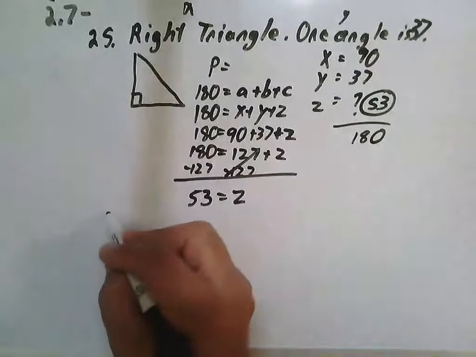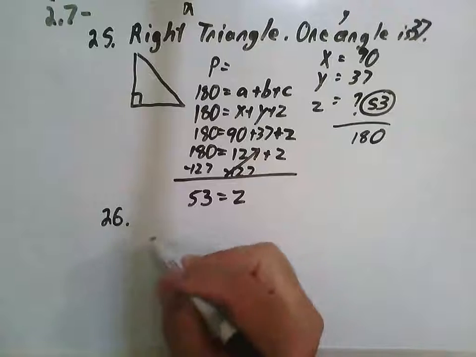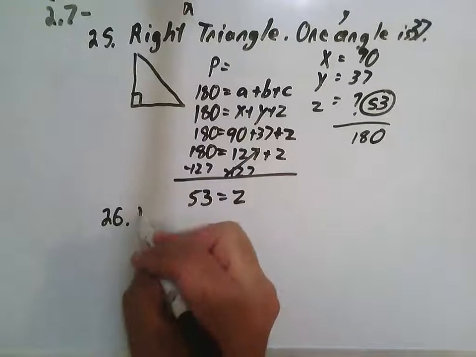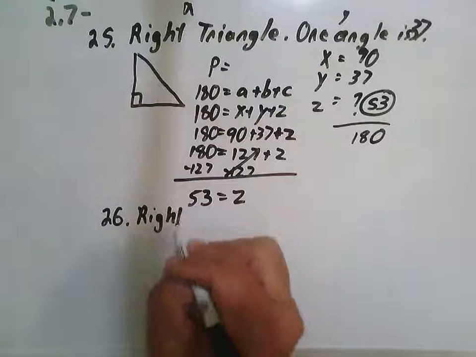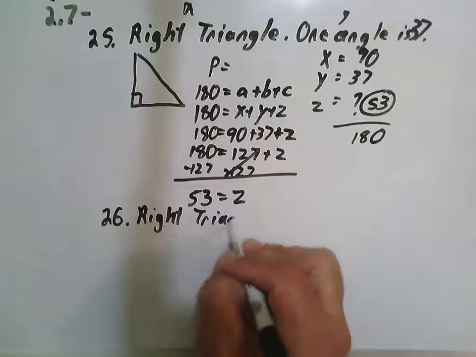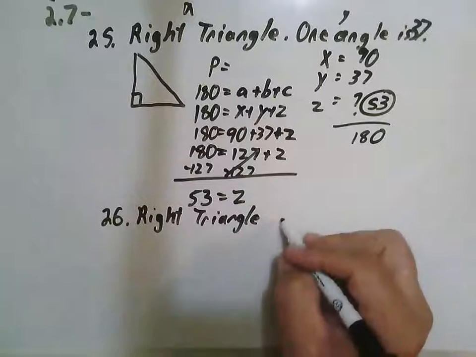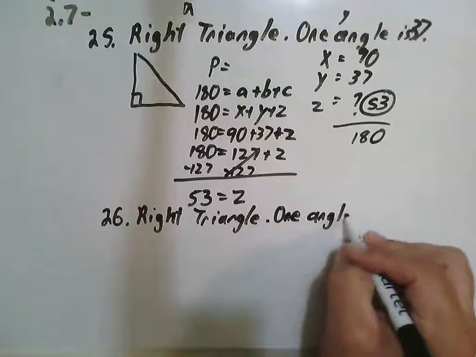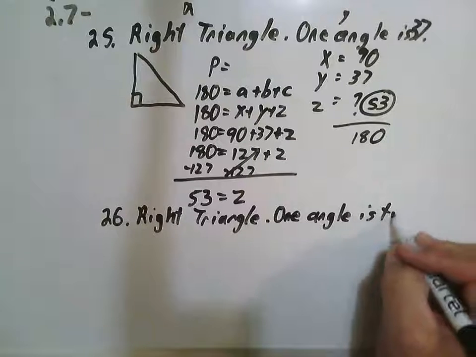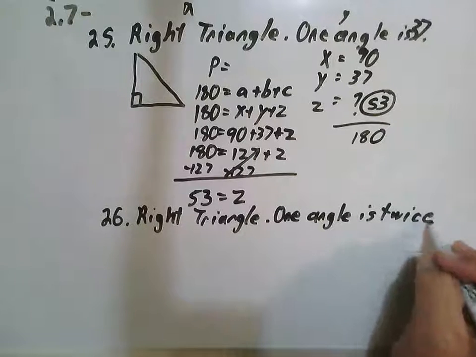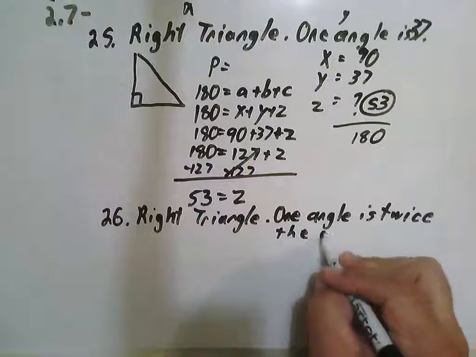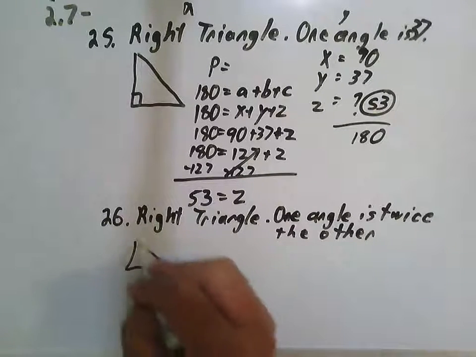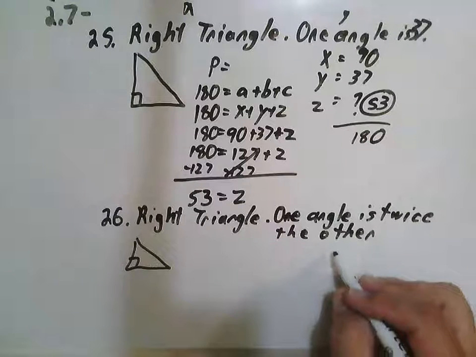Now the next one is number 26. And obviously you're going to see ones very similar to this, although these are probably a little bit more challenging. Once again, same thing. It says you have a right triangle. And it says that one angle is twice the other. So once again, same process. I know we have a right triangle. I know that one of these is going to be 90 degrees.